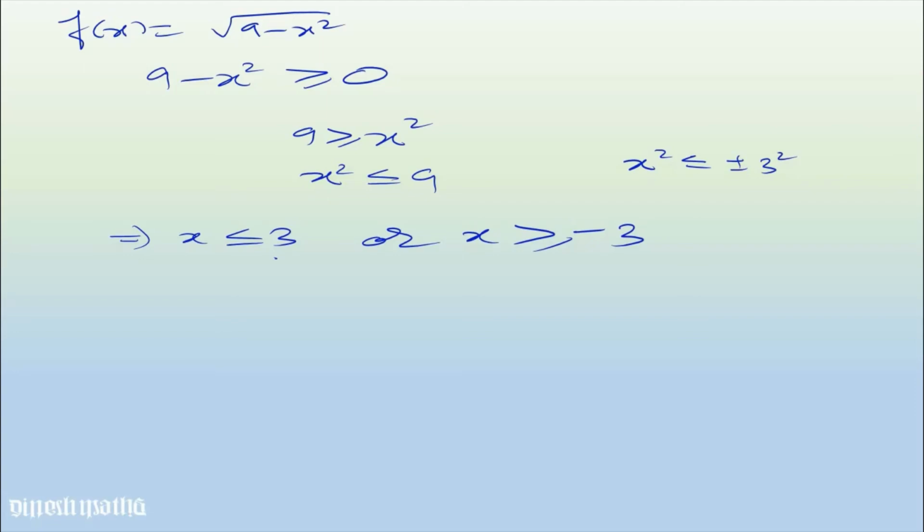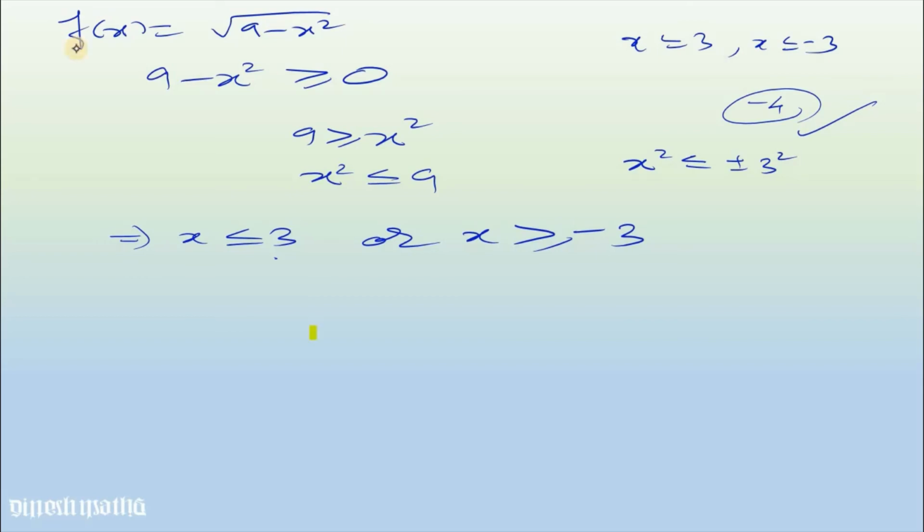There are so many ways to prove this one. For the time being, you can just remember that one. People will say x less than or equal to 3 or x less than or equal to minus 3. If you take x less than or equal to minus 3, you choose x is equal to minus 4, then you will realize you are wrong, because negative 4 square will be 16. 9 minus 16 is going to be negative, so it will not work.